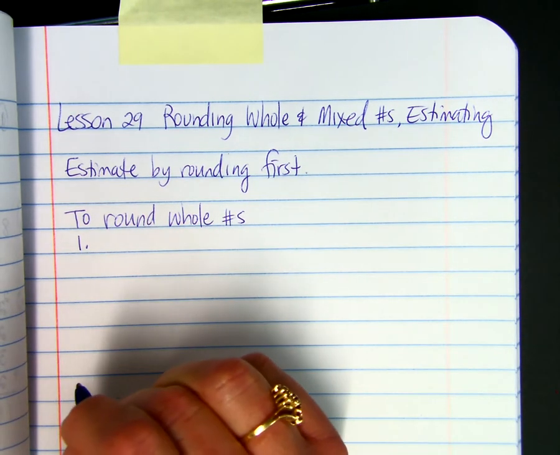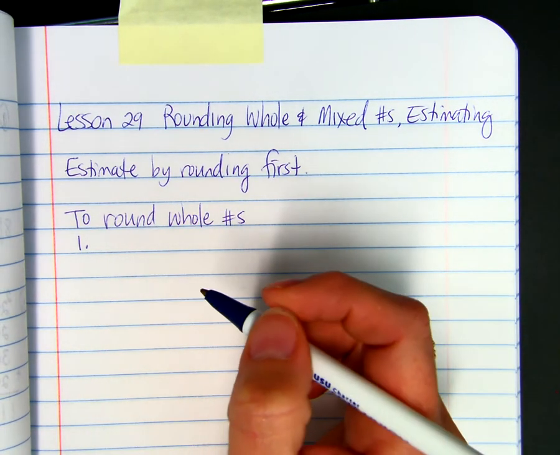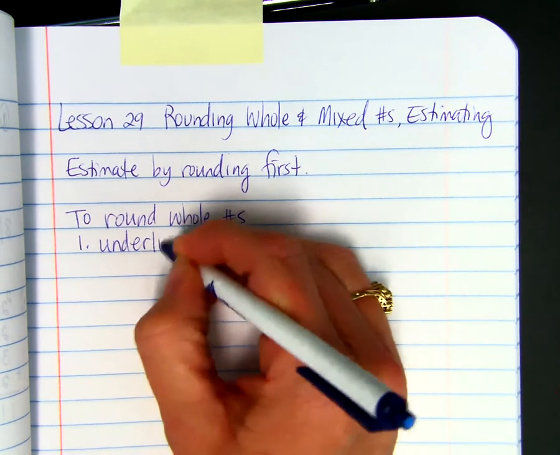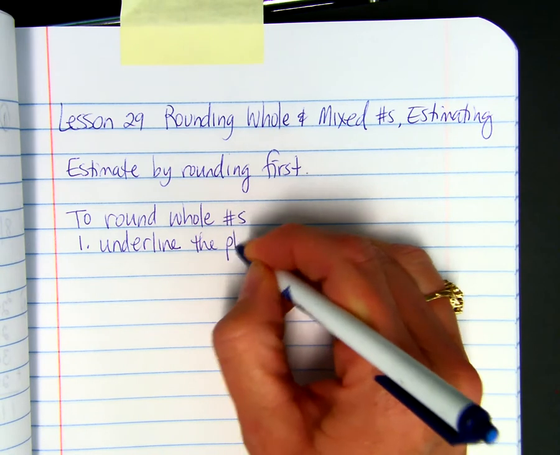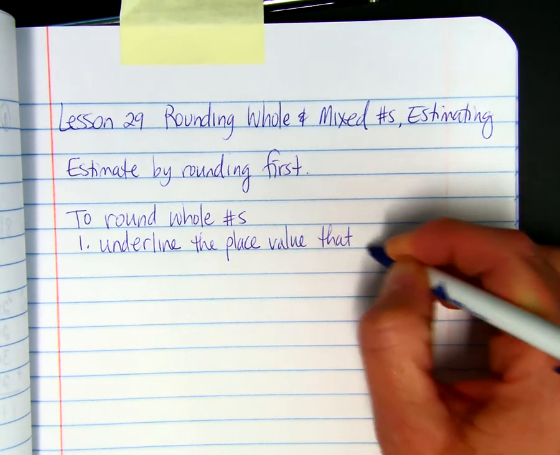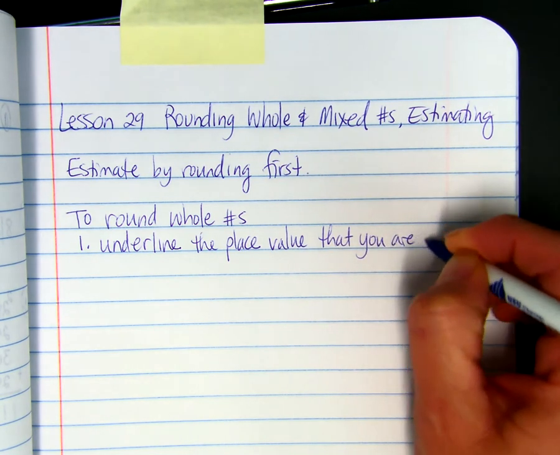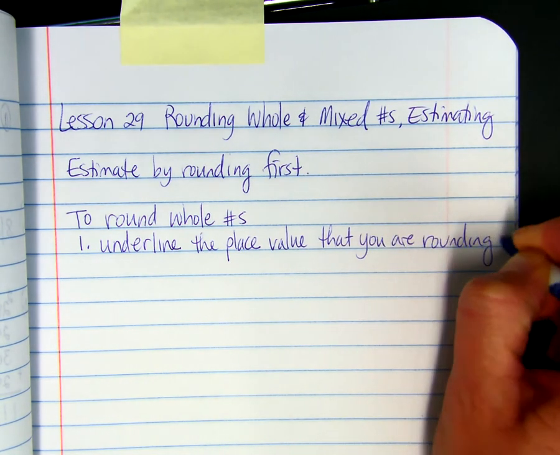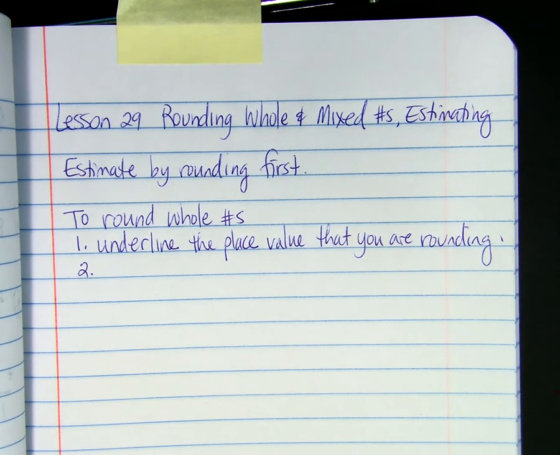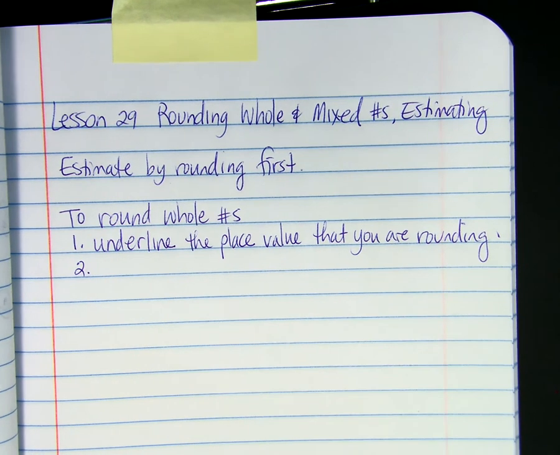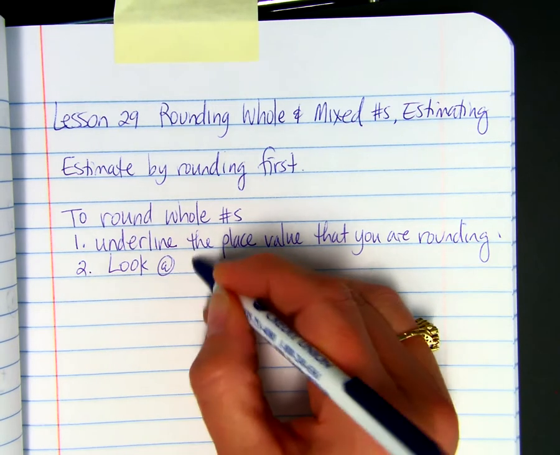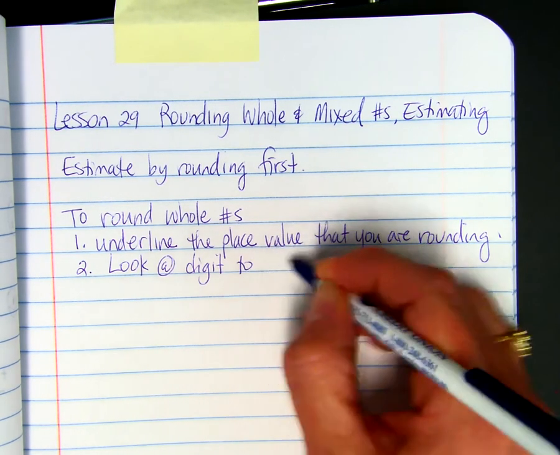So first, underline the place value that you are rounding to. Second, you look at the digit to the right of the one you underlined. So all you do is just look at the digit to the right.